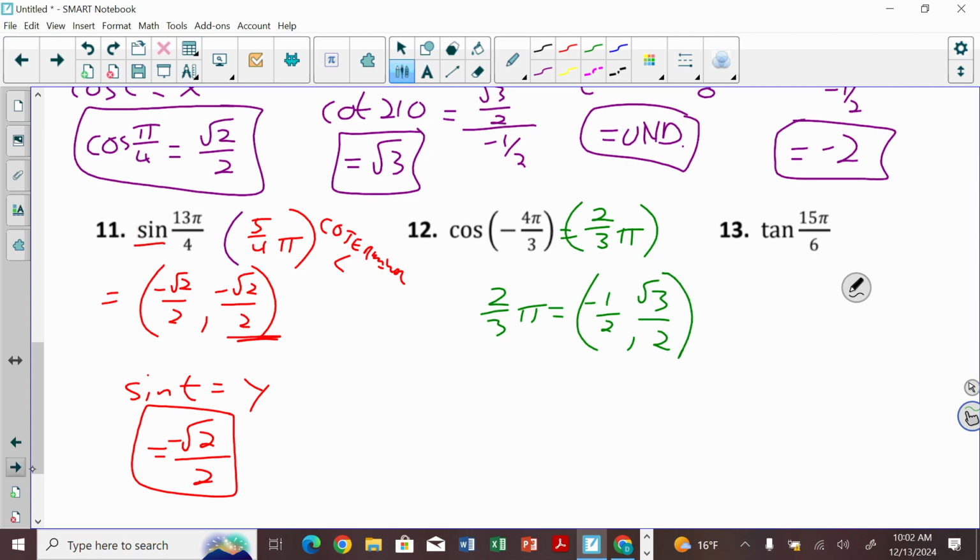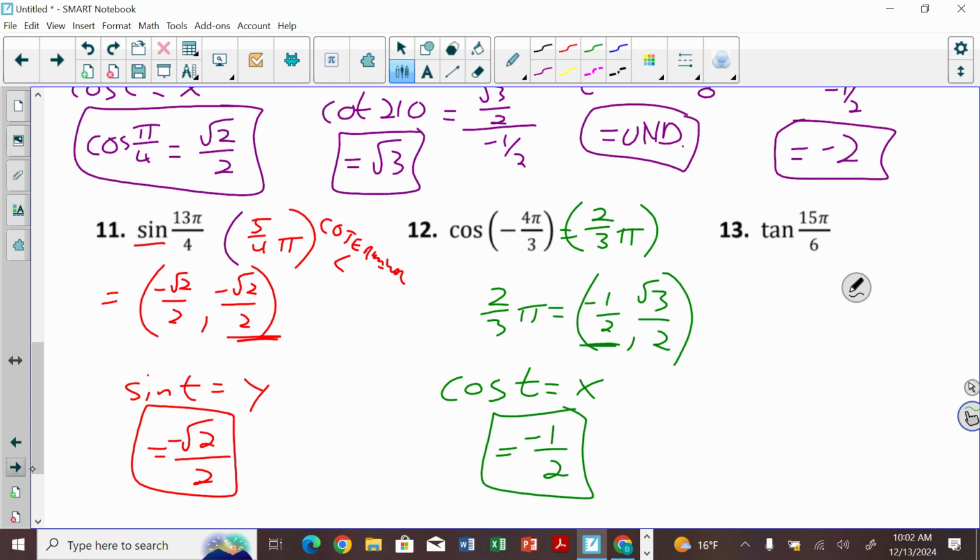And where are we getting these points? We're getting these points from those exact trig functions from the previous part of this section, the first page. And now we're dealing with cosine. So that's just going to be equal to x. So I know my answer here is negative 1/2.